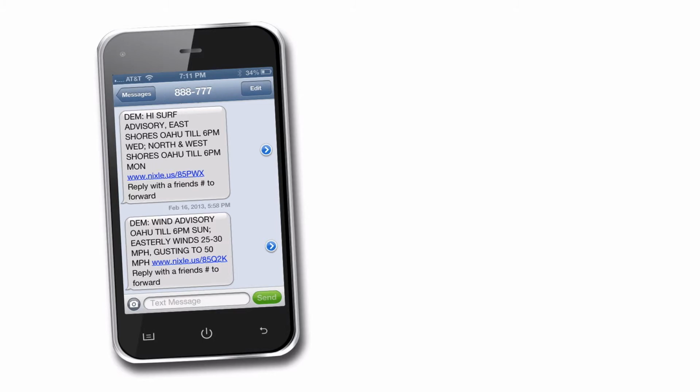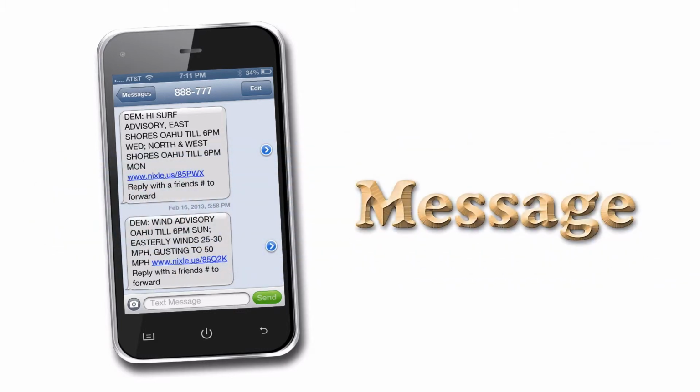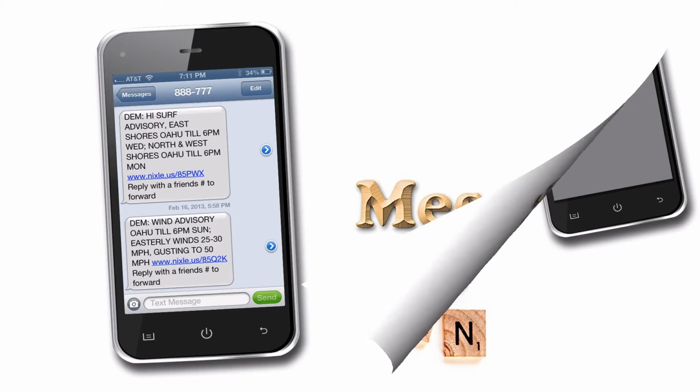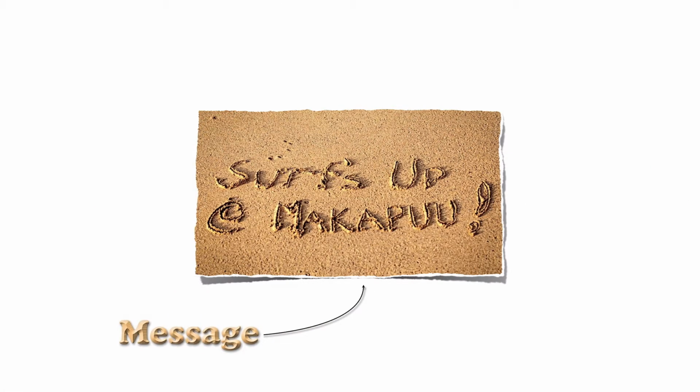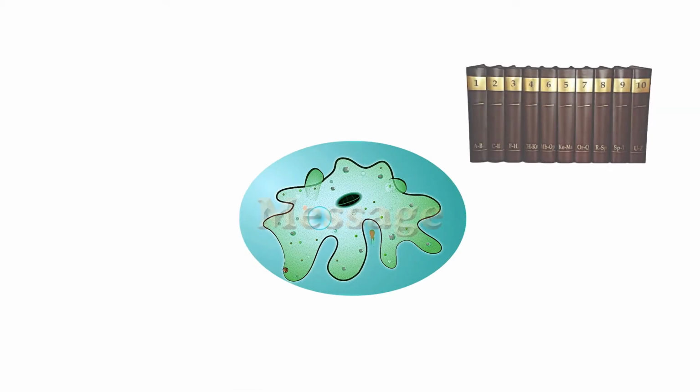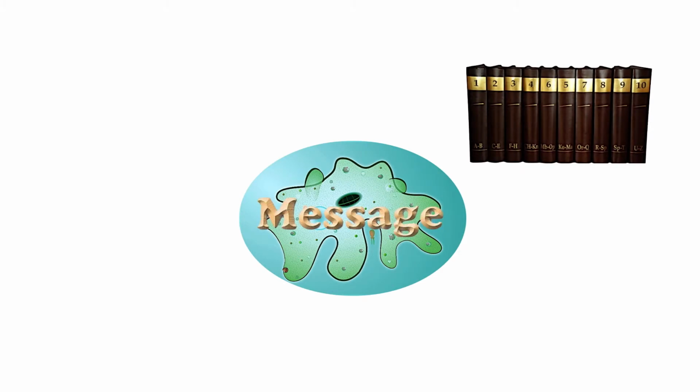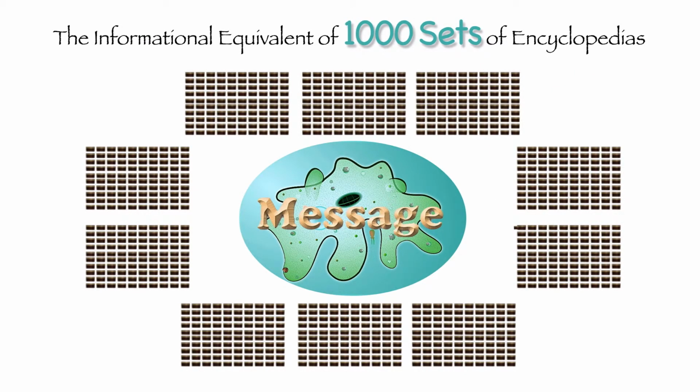When we previously talked about messages and looked at the different types of messages out there, we concluded that intelligence is needed to create a legible, meaningful text message. And the same goes for a Scrabble game message like mow the lawn, or a message scribbled in the sand like surfs up at Makapu. Same thing with the one-celled amoeba. When we learn that within it is the informational equivalent of 1,000 complete sets of encyclopedias, we naturally concluded that intelligence, some sort of being with a mind, must have created a message that long and that complex.